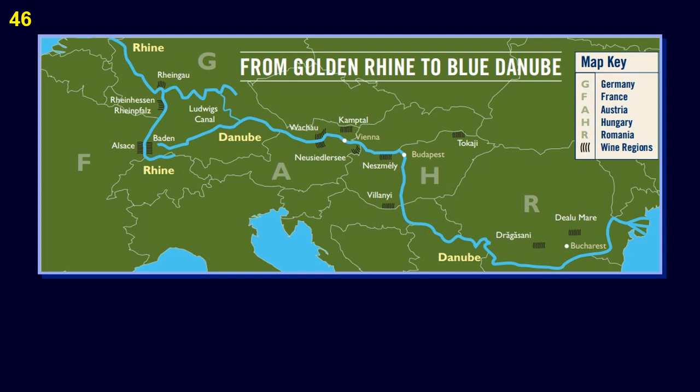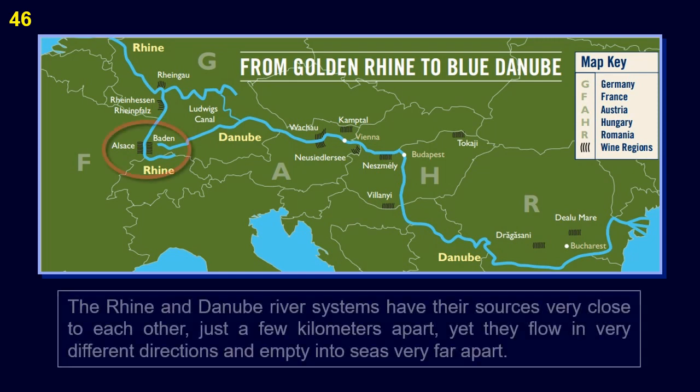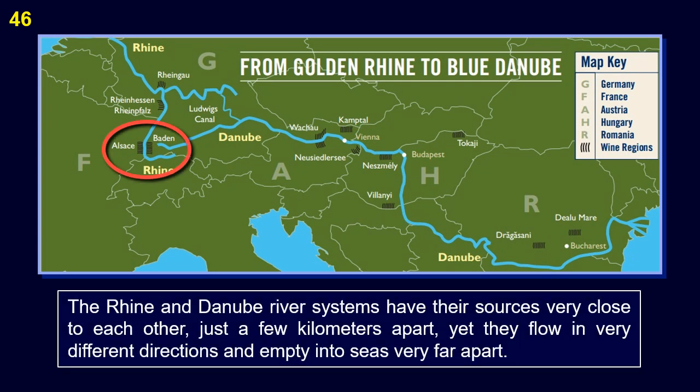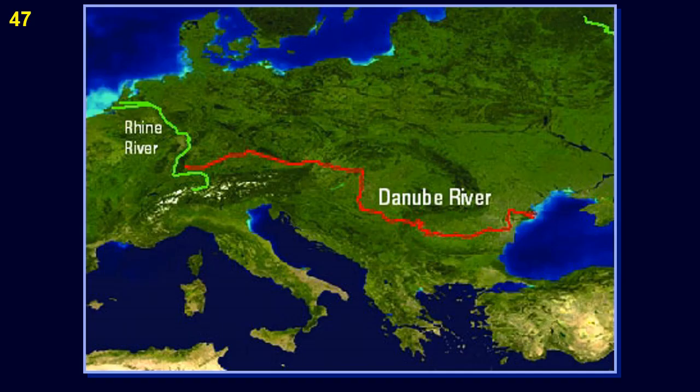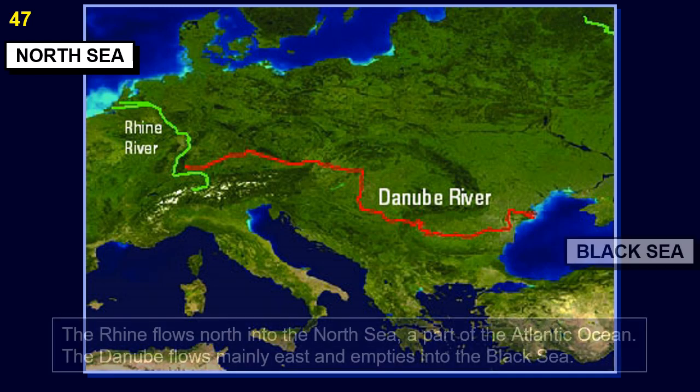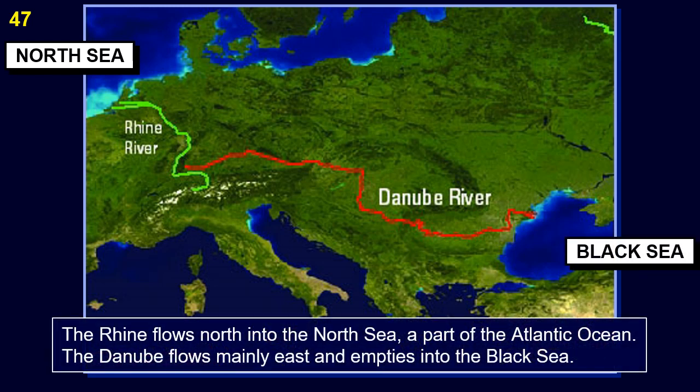The Rhine and Danube river systems have their sources very close to each other, just a few kilometers apart. Yet they flow in very different directions and empty into seas very far apart. The Rhine flows north into the North Sea, a part of the Atlantic Ocean. The Danube flows mainly east and empties into the Black Sea.